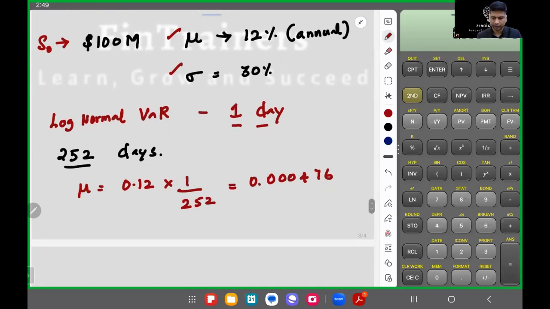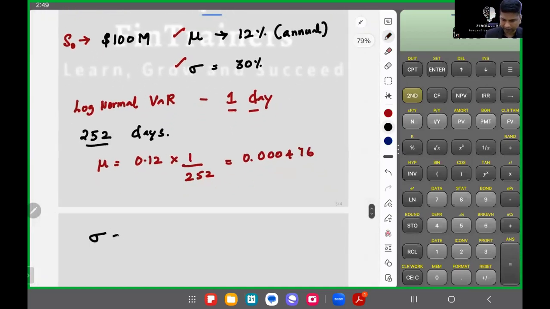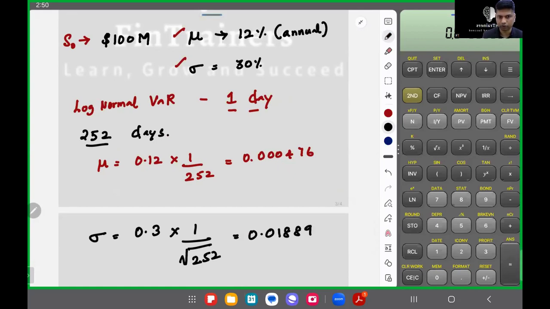So that's my mean. Now let's go into the standard deviation. Standard deviation is 30%, 0.3. Now to convert standard deviation, you have to multiply it by 1 by square root of t. So 1 divided by square root of 252, the inverse of that, multiplied by 0.3. And that comes to 0.0188. Store it in another memory slot.